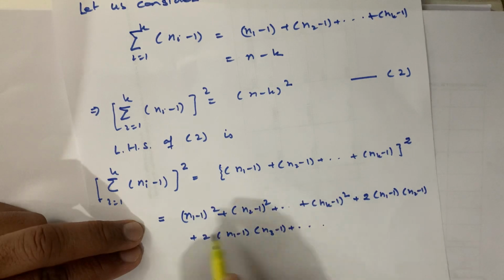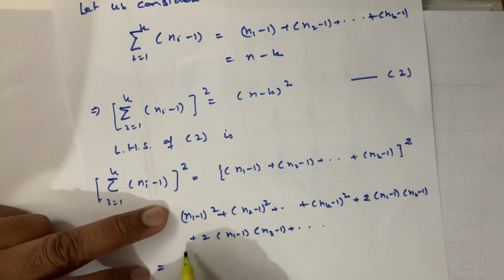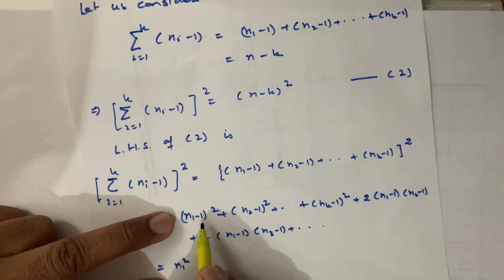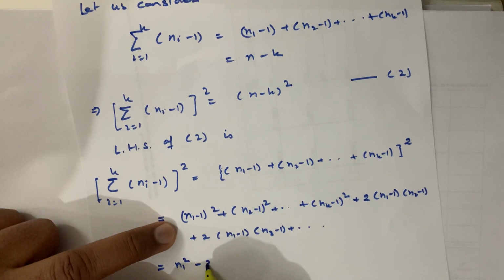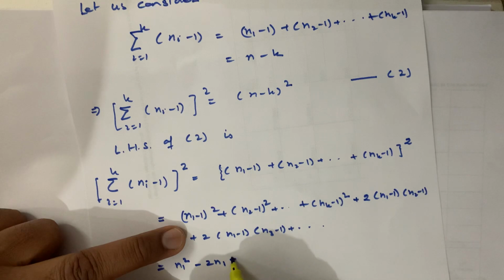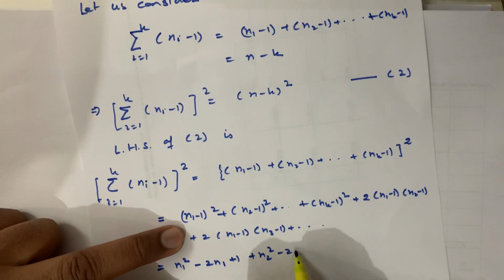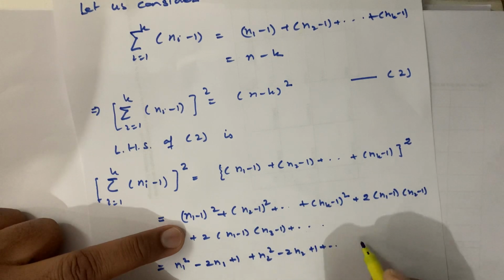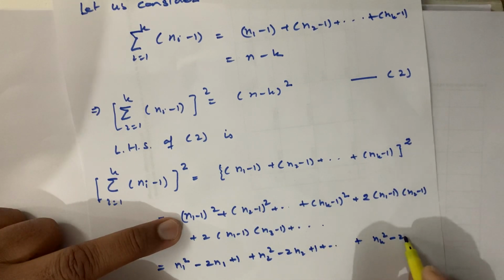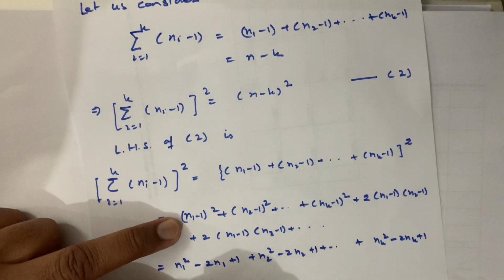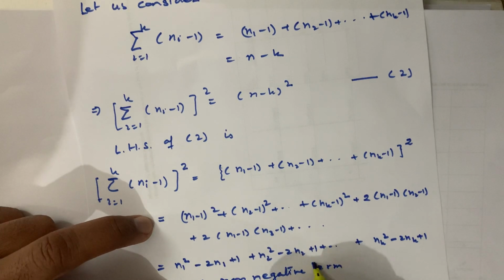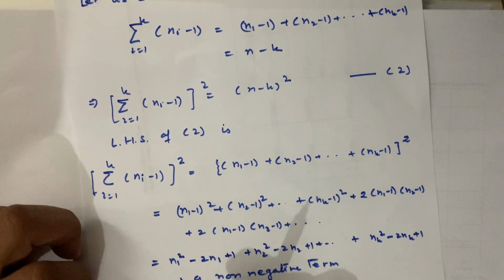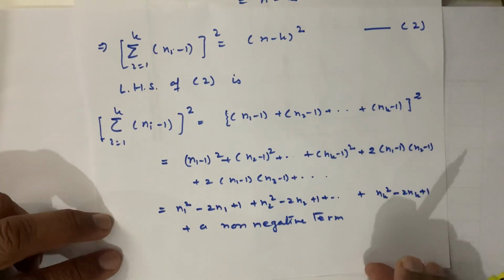इनको अगर अपन खोल लेते हैं ऊपर वाले को तो this is n1 square plus 1 minus 2n1, तो n1 square minus 2n1 and plus 1. दूसरे से आएगा n2 square minus 2n2 and plus 1 and so on plus nk square minus 2nk and plus 1 and plus a non-negative term, or non-negative numbers. These are the non-negative numbers we will have.